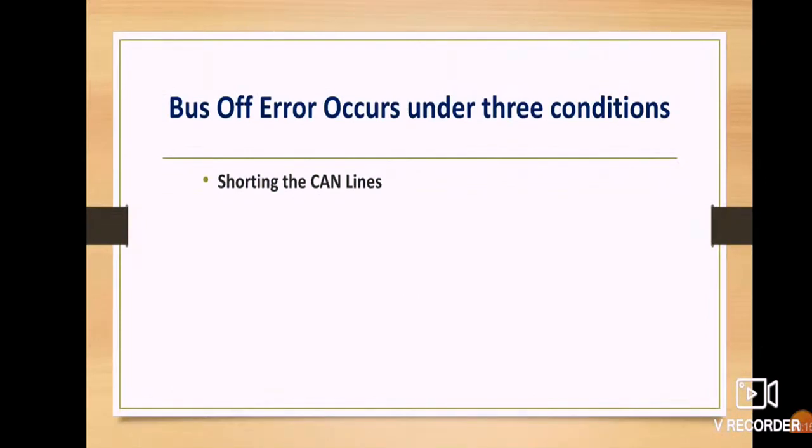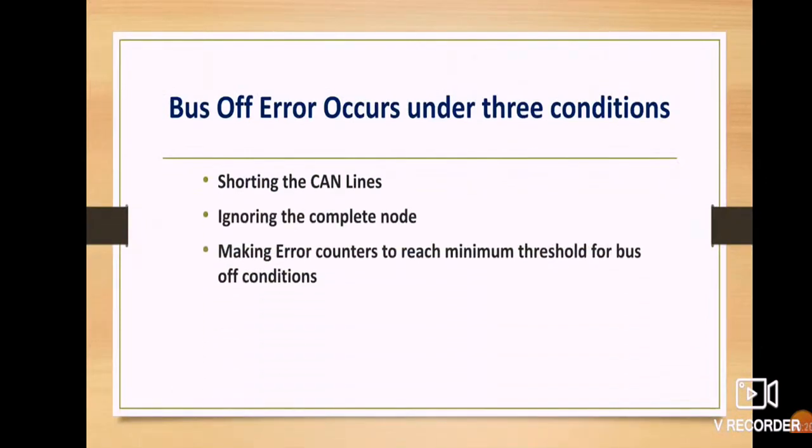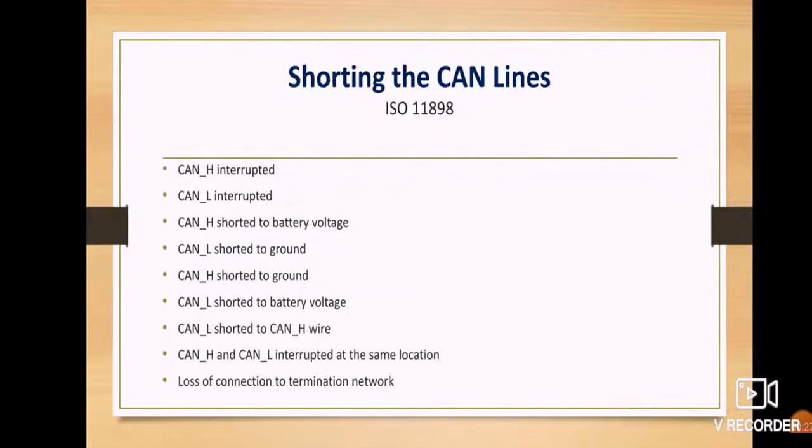One is shorting the CAN lines, another is ignoring the complete node, and another is making the error counters reach the maximum threshold for the bus off condition. Let's see them one by one in order. First, we have shorting the CAN lines. This has been mentioned in the ISO 11898 standard.